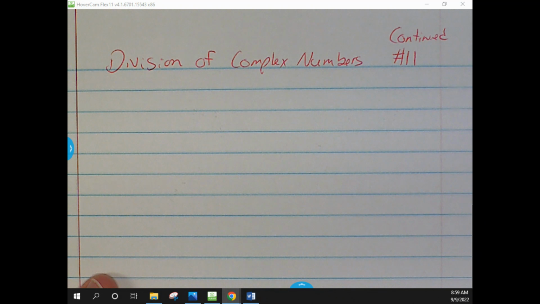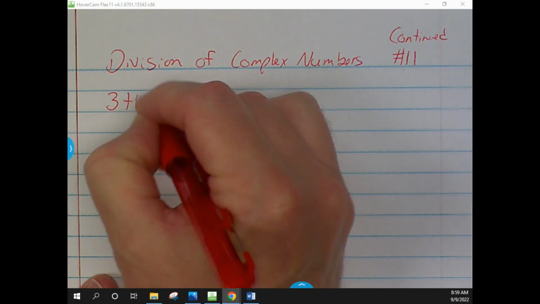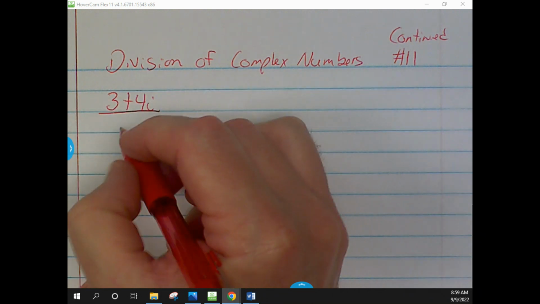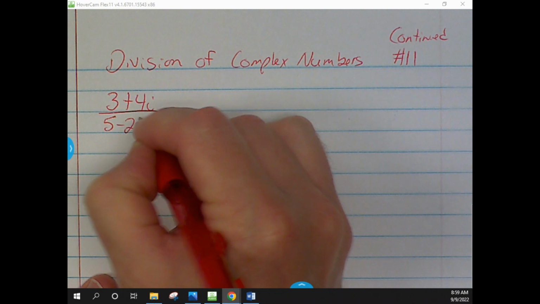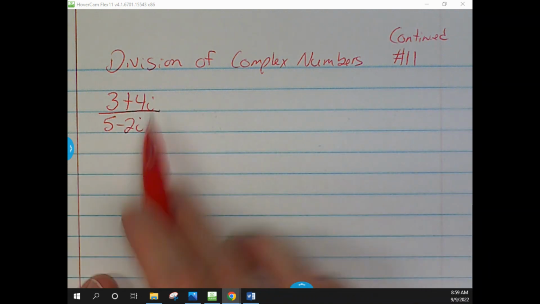All right, now with division, it's not really like the old long division. This is more like a fraction. So you're gonna have something like this. When we're talking about division, this is what it's going to look like.